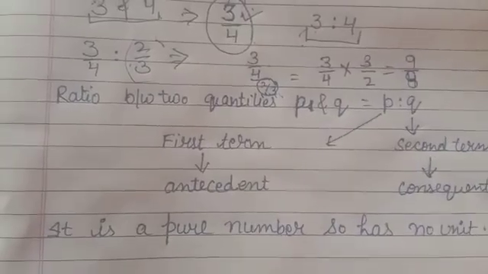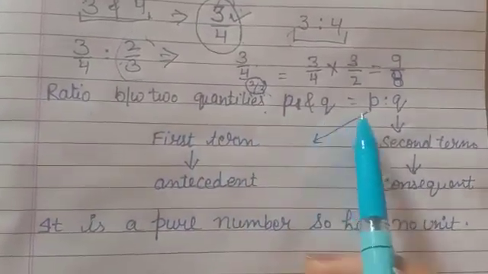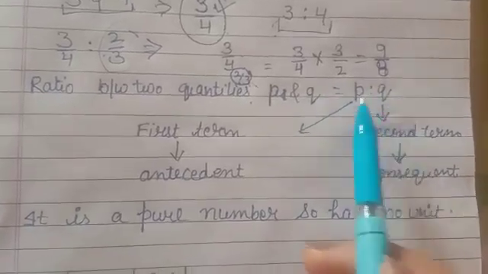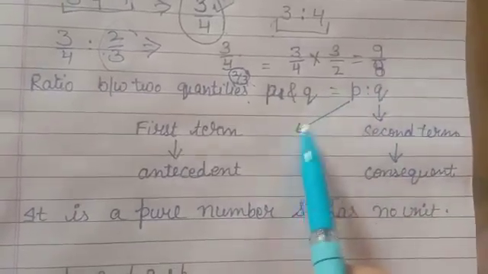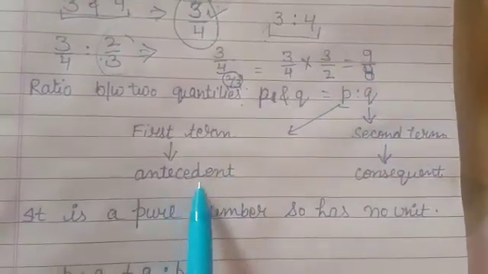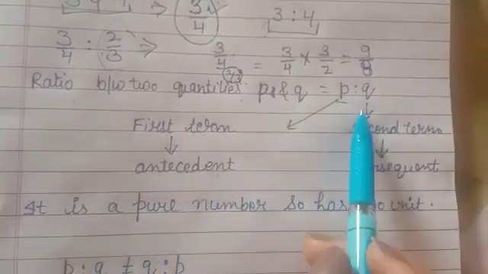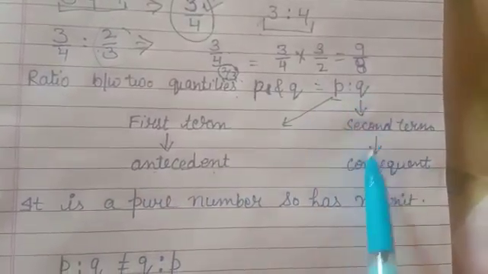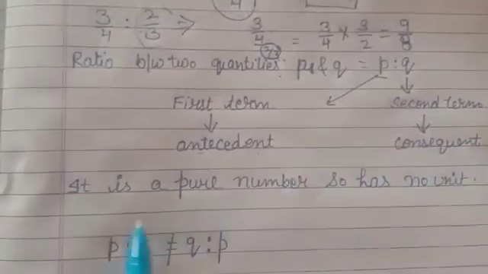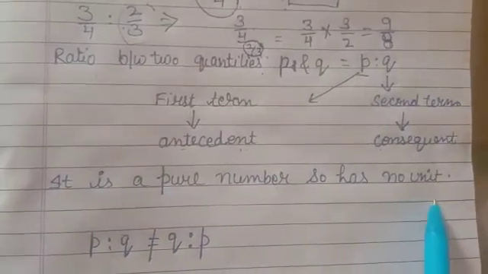Right? Next, beta, the ratio between two quantities P and Q is written like this, as I have already told, P ratio Q. So here the first term is P. The first term is called the antecedent, and the second term, that is Q, is called the consequent. Right? And the next point is, ratio is a pure number, so it has no unit.